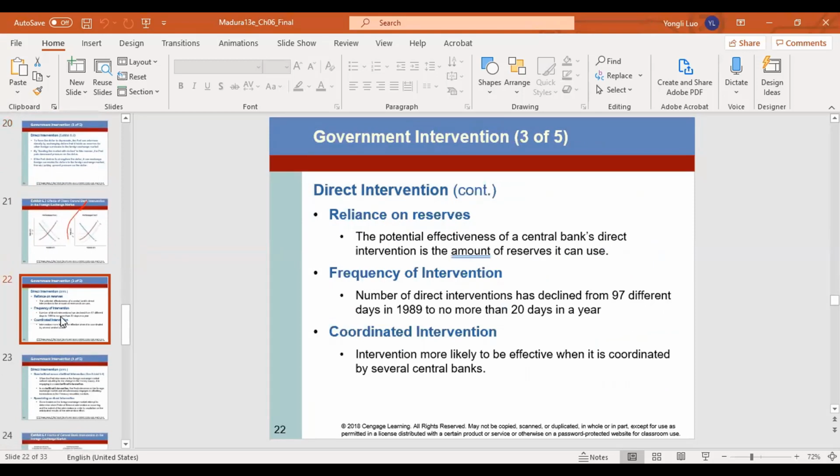Direct intervention has a reliance on reserves, and the frequency of intervention and coordinated intervention matter.